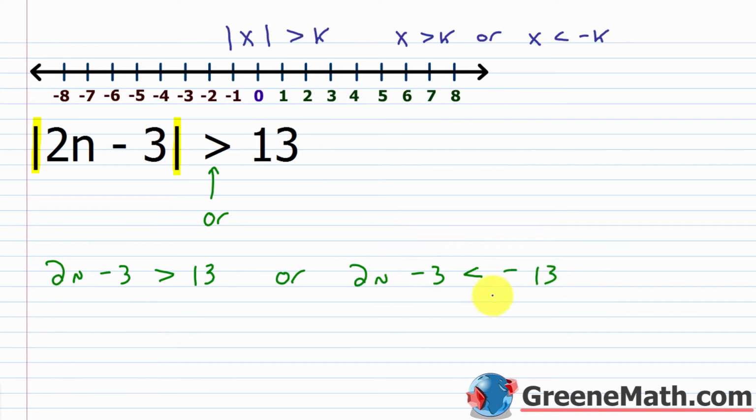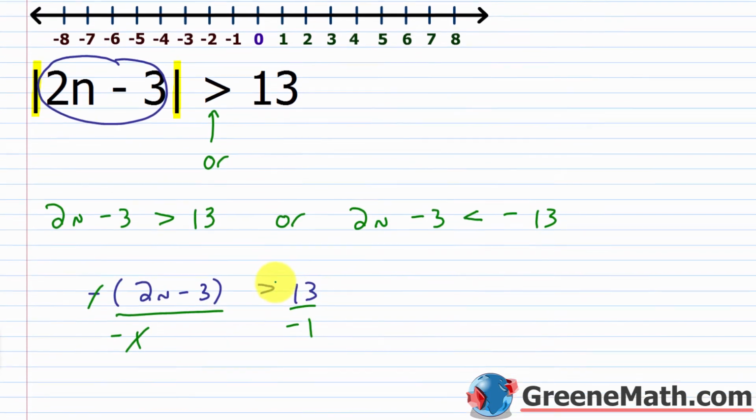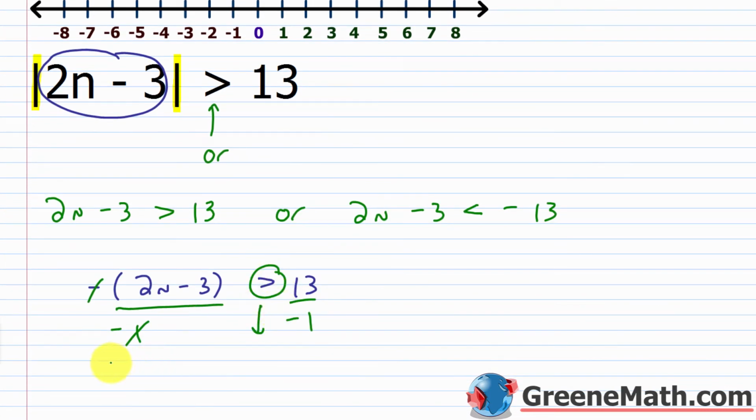And again, where this comes from, if I took the negative of this, so let's say I had the negative of this whole expression, 2n minus 3 is greater than 13. What I can do is divide each side by -1, and I can cancel this. Divide this by -1, but this gets flipped. So you get 2n minus 3, which is this. Flip the sign. Okay, that's why we flip here. And then we make this negative. So this is negative 13. So again, that's where this is coming from.